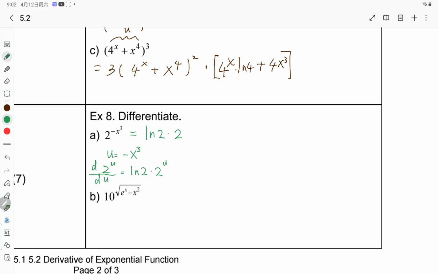Yeah. So even if you're very familiar with it, even if someone is fast, the thought process is still this, right? Otherwise, it just becomes a memory game, right? And I don't want you to do memory, right? Yeah, so this is ln 2 times 2 to the u.